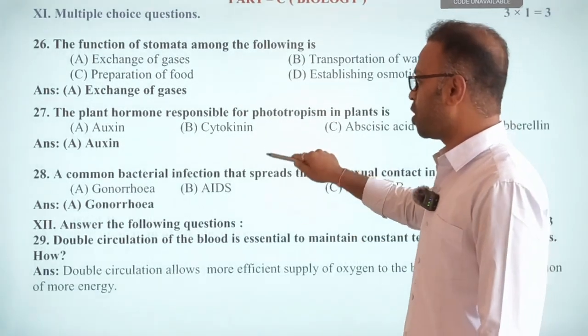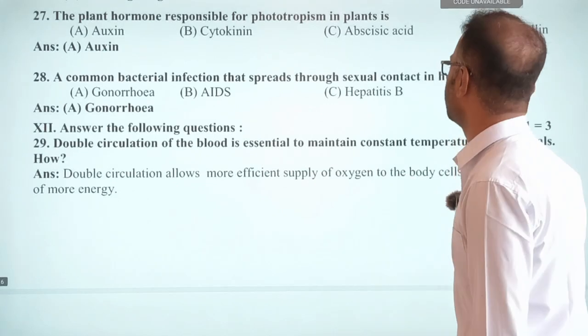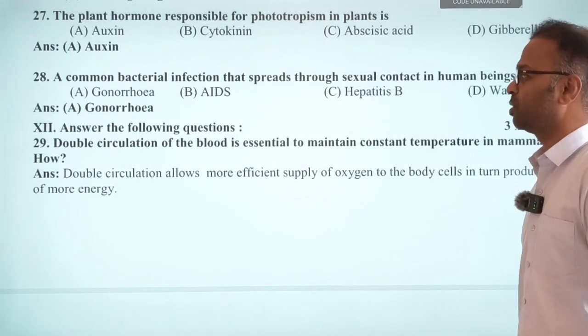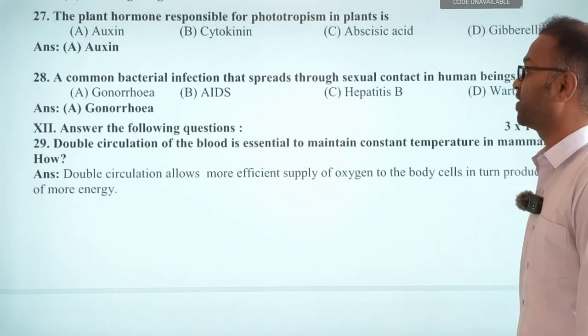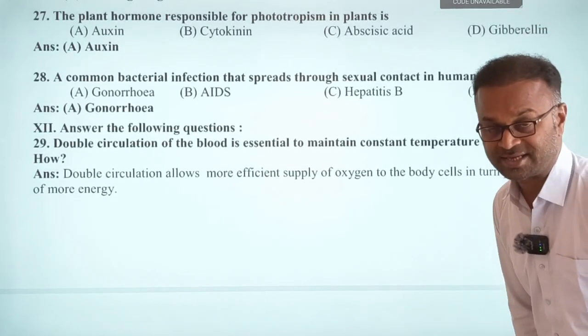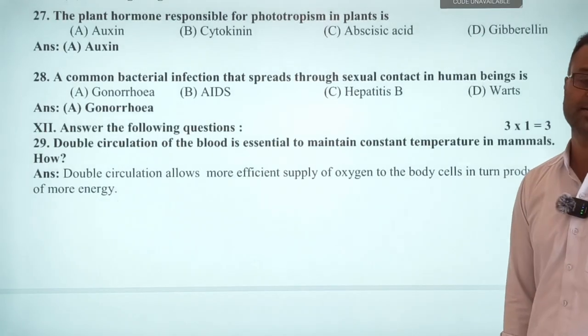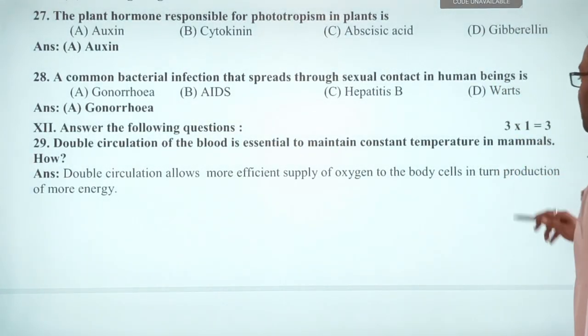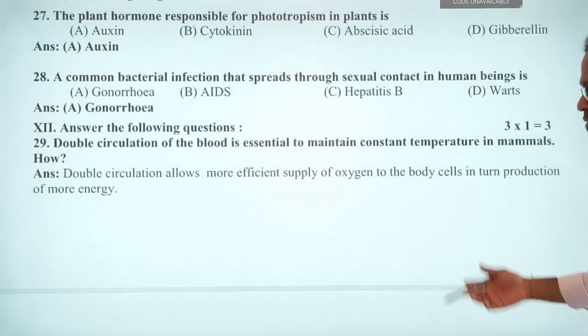Okay. So the common bacterial infection that spreads through the sexual contact in the human beings is gonorrhea. One is gonorrhea and one more bacterial infection is syphilis. And viral STDs are the HIV AIDS and the warts. Remember that. So next one is, again 3 marks, 1 question, not the MCQ, question answers.